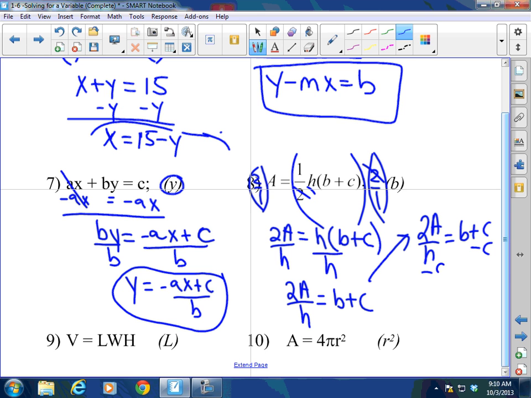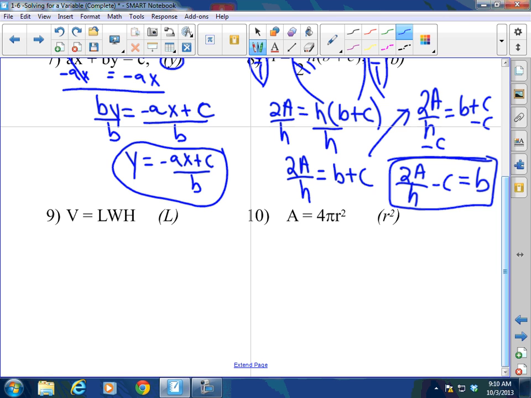Subtract c to both sides. So I'm going to have 2a over h minus c equals b. I have isolated the variable. I am done. Excellent job. Does that make sense? My friends, does that make sense?